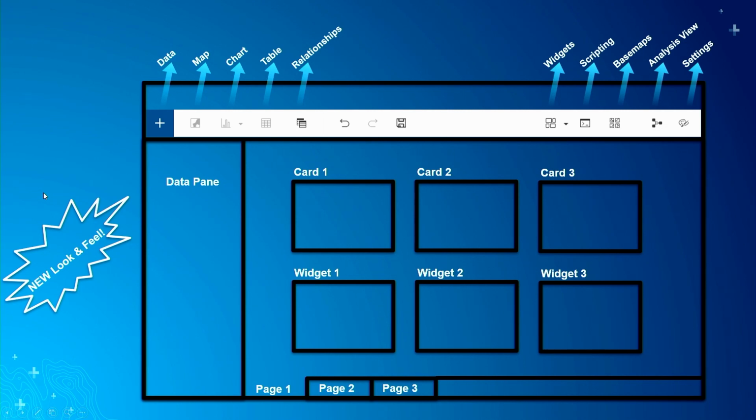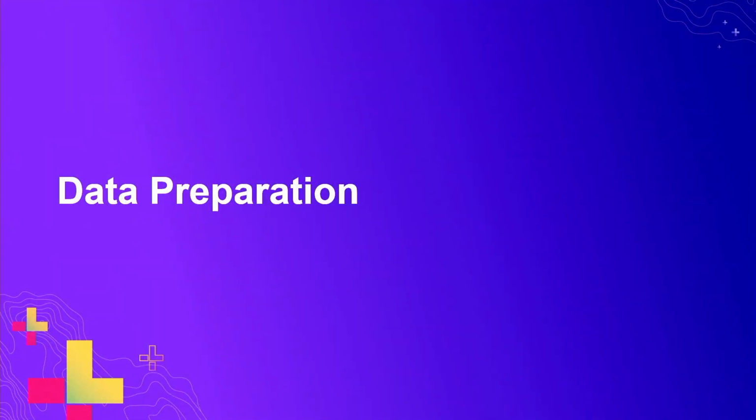Now at the top, this is where a lot of the functionality is seen and coming from. This is where you add data, create a map, create a chart, create a table, create relationships, undo, redo, save. You can access your widgets, that scripting console that we talked about, both Python and R, change the base maps, switch over to analysis view, and have access to the settings to control some of the colors and other way that your page looks.